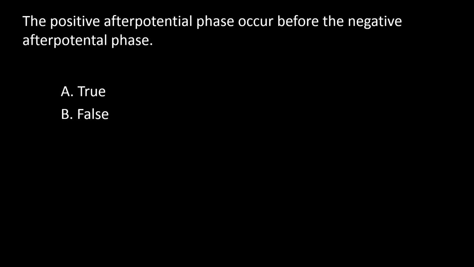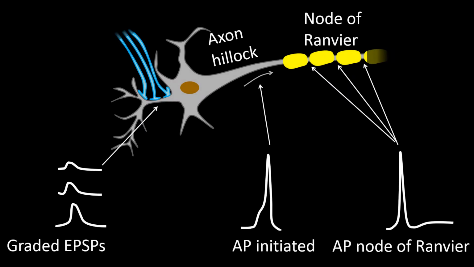Next question. The positive after potential phase occurs before the negative after potential phase. A true, B false. An action potential provoked by excitatory postsynaptic potentials looks different in myelinated neurons depending if they arise from the initial segment or from the nodes of Ranvier. Those from the initial segment have an initial hump due to the summation of excitatory postsynaptic potentials, whereas those from the node of Ranvier lack a hump.